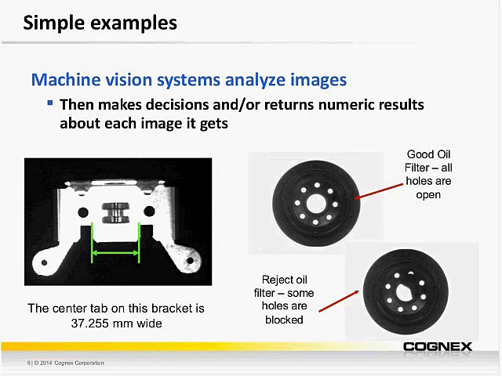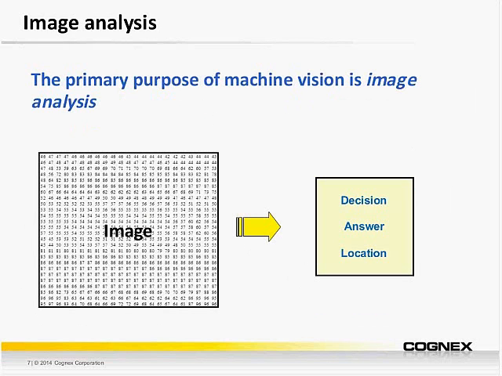Results can be either analog or digital. The bracket example is analog because the output is the width of the center tab in millimeters. Other examples of analog outputs would be things like coordinates indicating a location or an ID number of a part. The oil filter application here provides digital results, essentially a pass-fail, good-bad, or a part A, part B type of output. Because essentially, if any of the holes in the oil filter are blocked, the part fails the inspection.